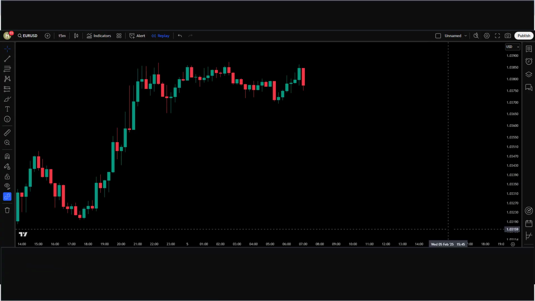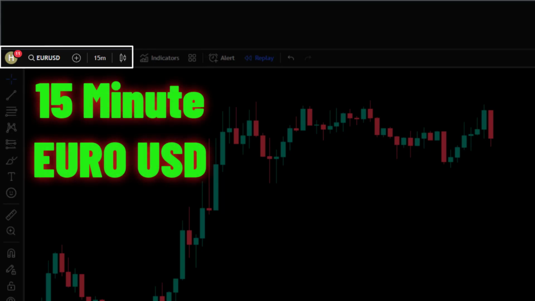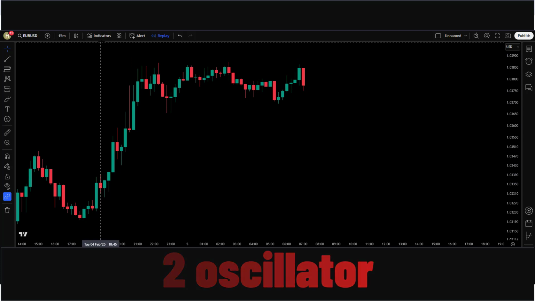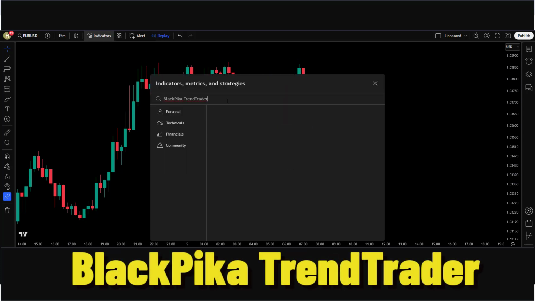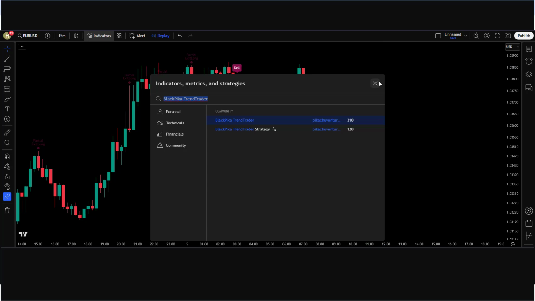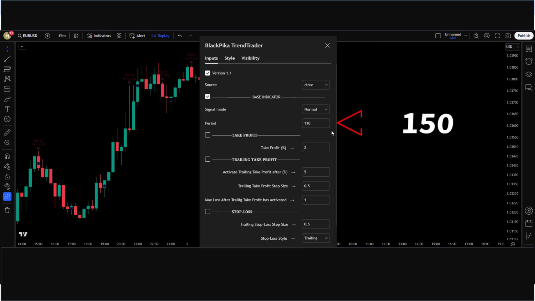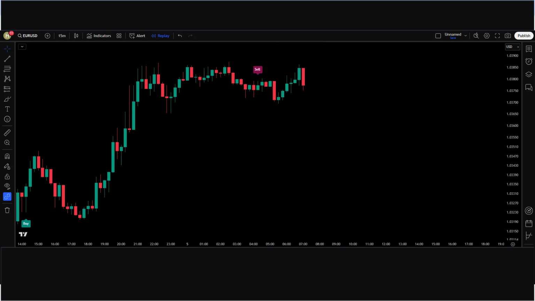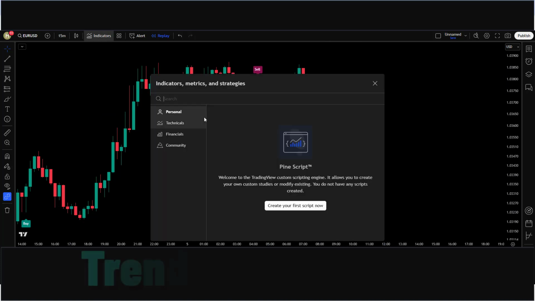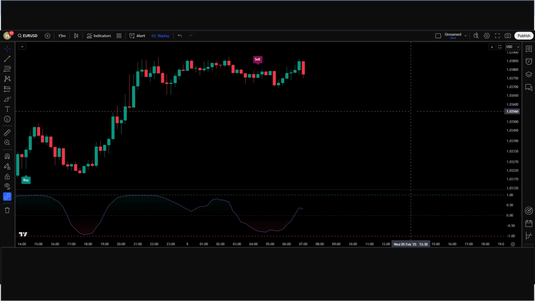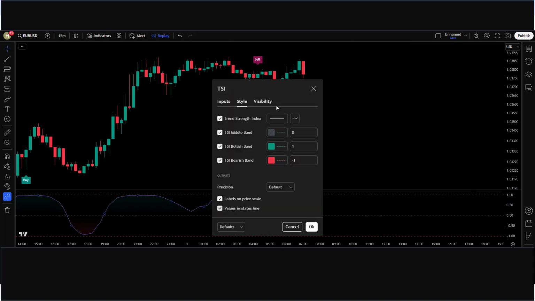Now let's create a trading setup. We are going to test this strategy on the 15-minute timeframe in the EUR/USD chart. In this setup we would require two indicators. The first indicator name is BlackPika TrendTrader. Keep the indicator settings as I have shown here. After that we have to apply another indicator on the chart. The second indicator name is Trend Strength Index. Keep the indicator settings as I have shown here.